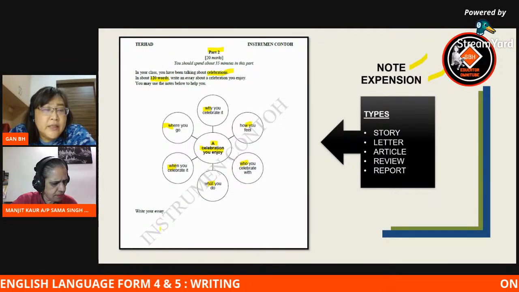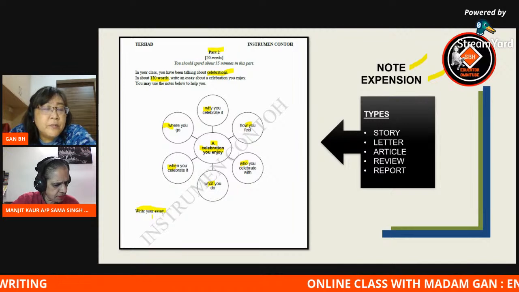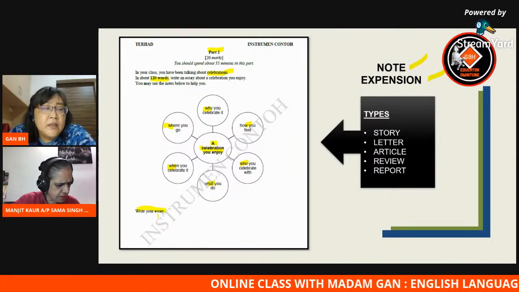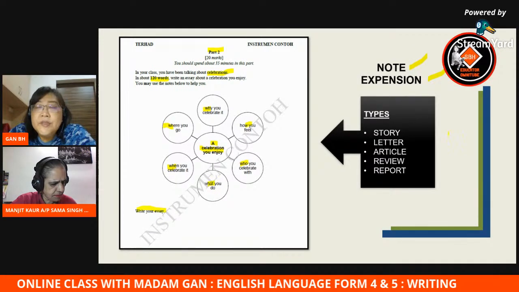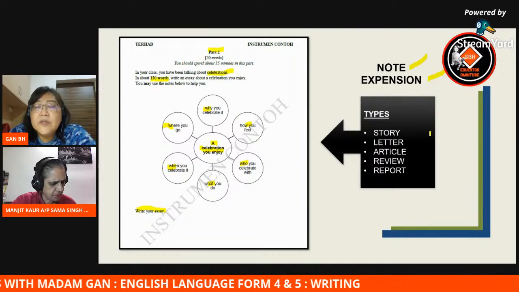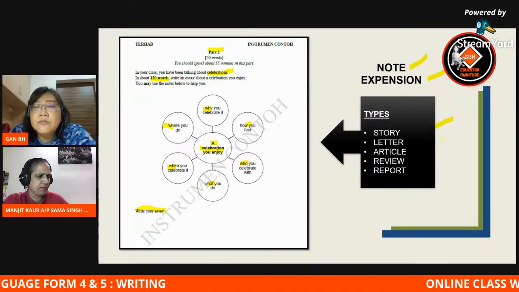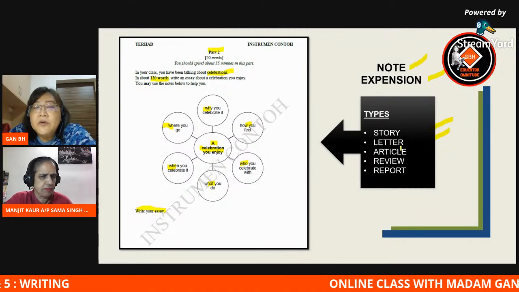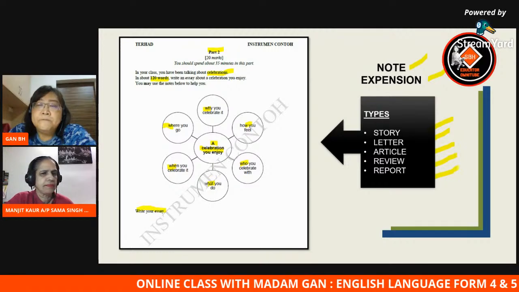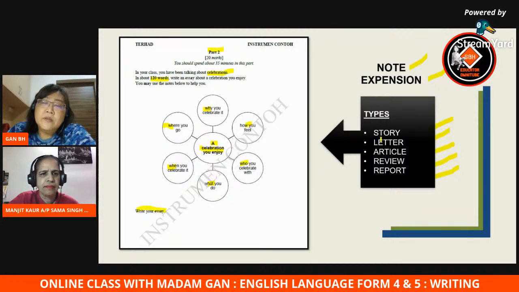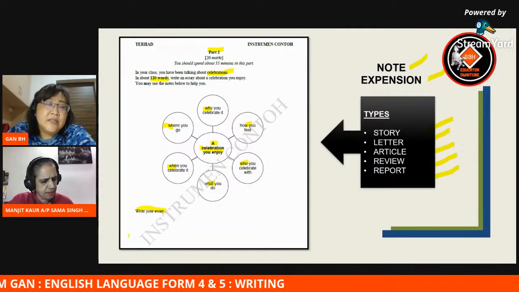Okay, so let's look at the instruction here. Write your essay. So there is no format given here. Okay, the question said write your essay or the instruction. So there are various types of writing that you have to learn in this part. Okay, so an essay could be a story, could be a letter, could be an informal letter, okay, could be an article, could be a review, or could be a report. And then remember, all these types are in your part of your textbook or your syllabus.